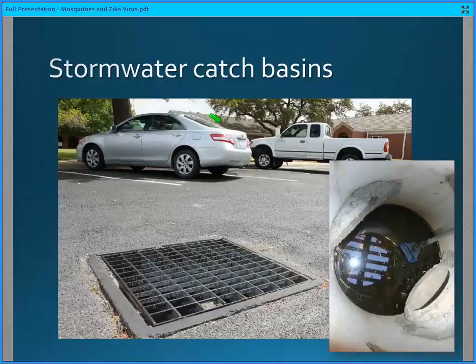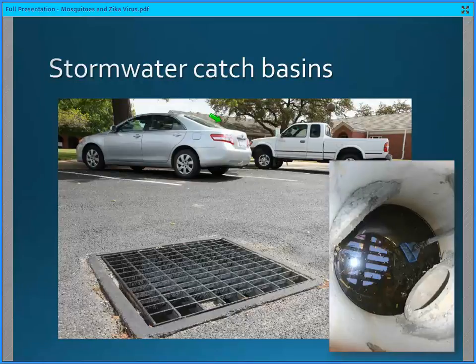Just a word about these stormwater catch basins. These boxes, concrete boxes in the soil, are actually designed to hold water. A lot of people don't realize that they don't drain immediately. They typically have a gap between the bottom of the stormwater outflow and the bottom of the container, and that's actually by design to catch storm debris and keep it from clogging up the stormwater drains.